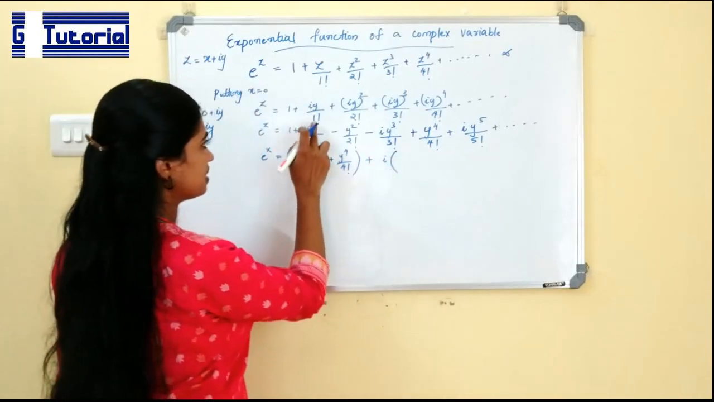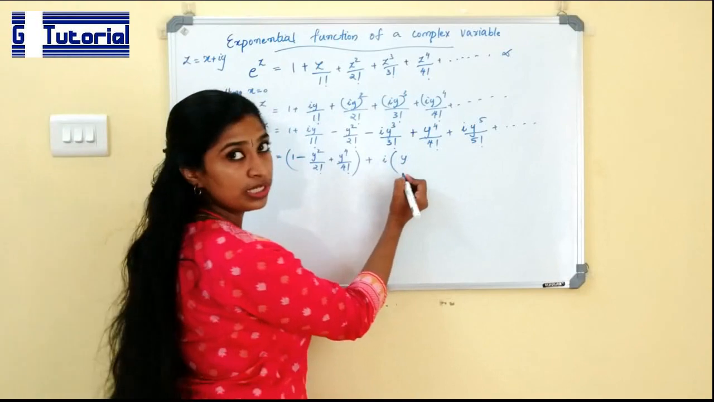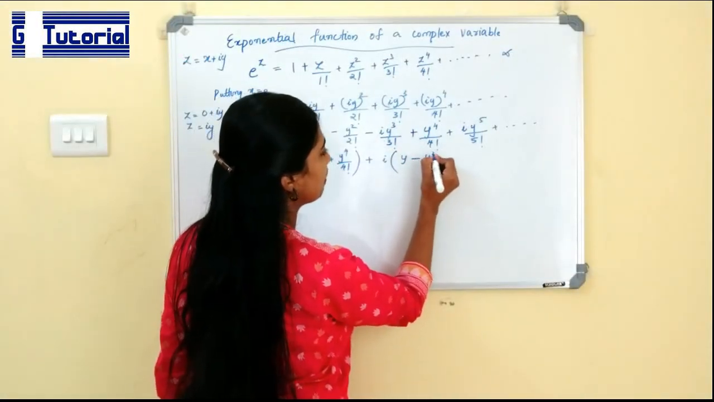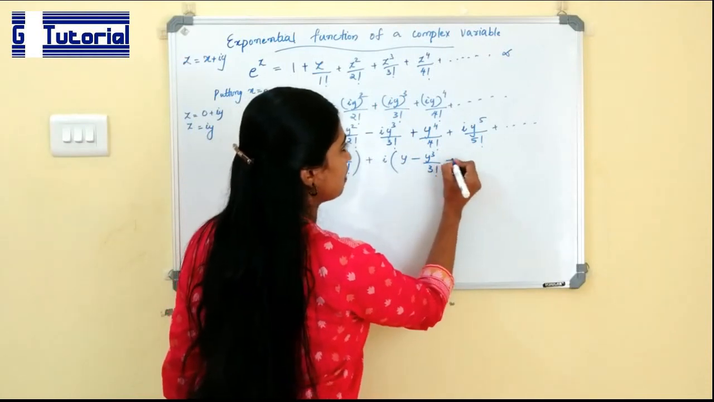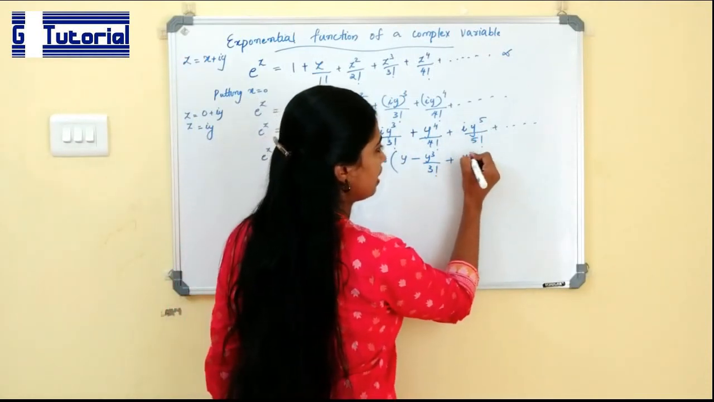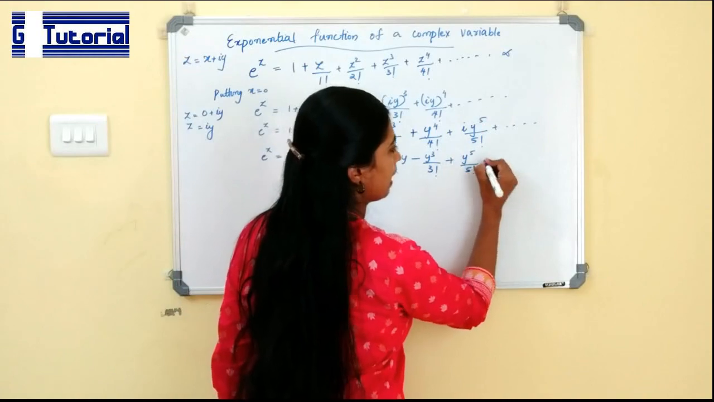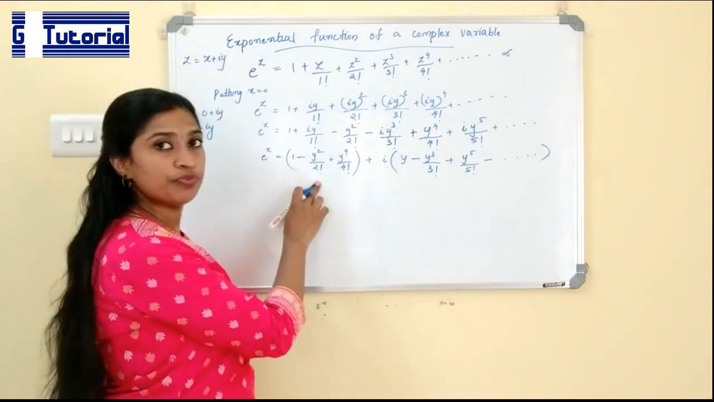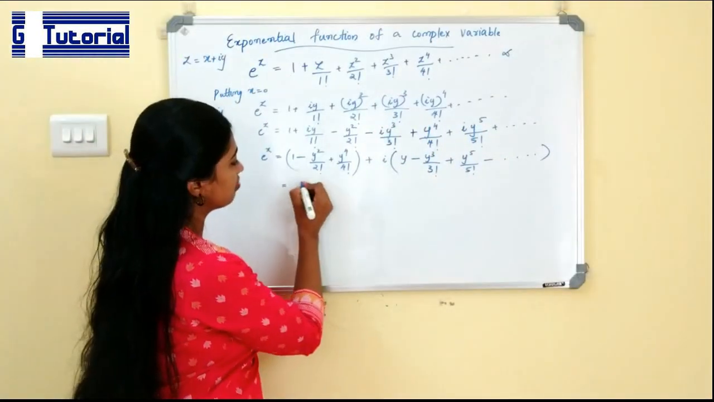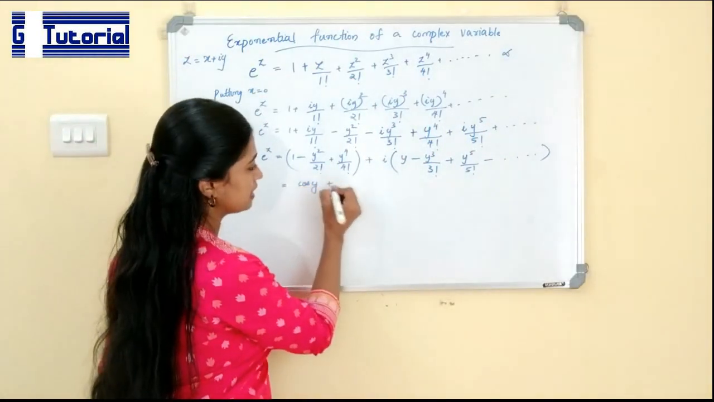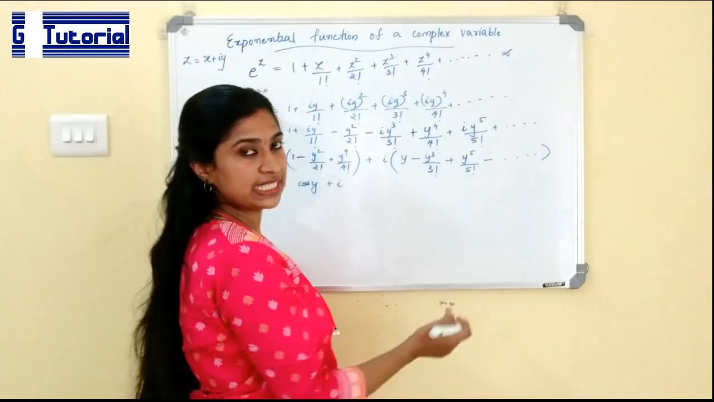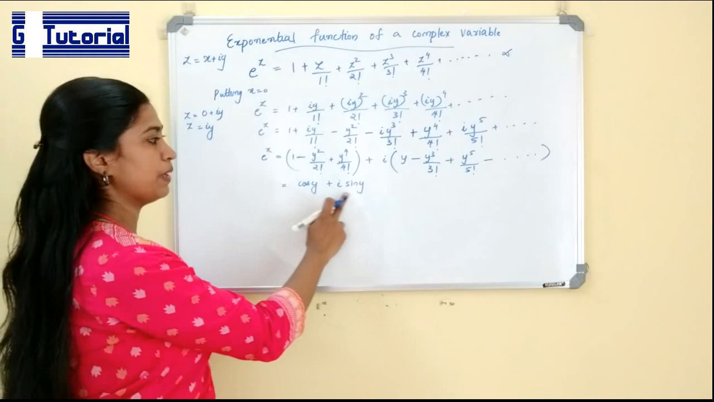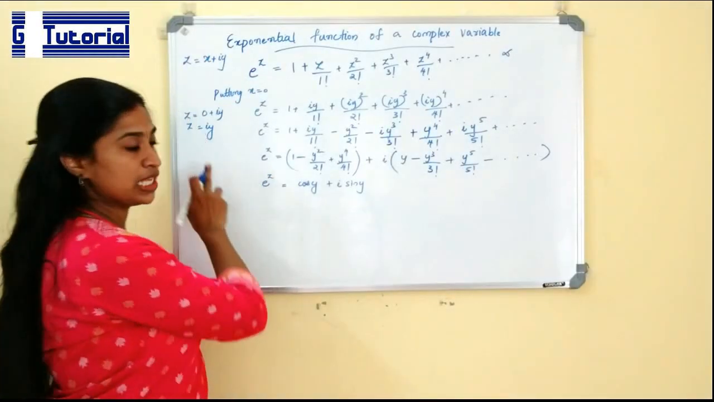into imaginary terms: y by 1 factorial is 1. So y minus y cube by 3 factorial plus y raised to 5 by 5 factorial minus etc. We know that this is the expansion for cos y. So we can write this is cos y plus i, and this is the expansion of sin y.